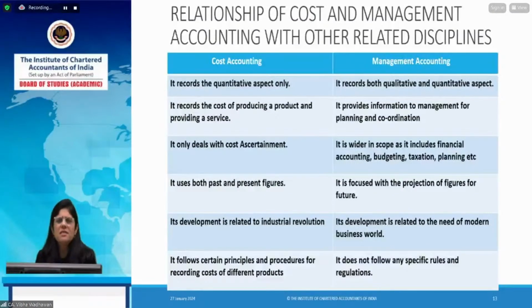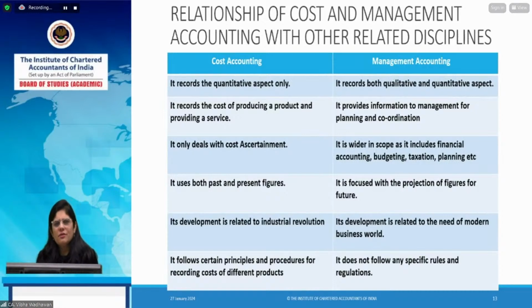It encompasses many verticals, so it's of course wider in scope. It touches many verticals beyond cost. It touches budget, accounting, taxation, planning. It's wider in scope because it's management accounting. Whenever we talk about management, management is concerned with many other things beyond cost. It uses both past and present figures, and management is basically focused on projections for the future. Clear?